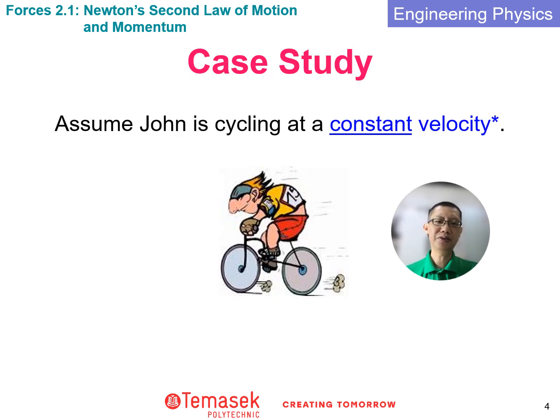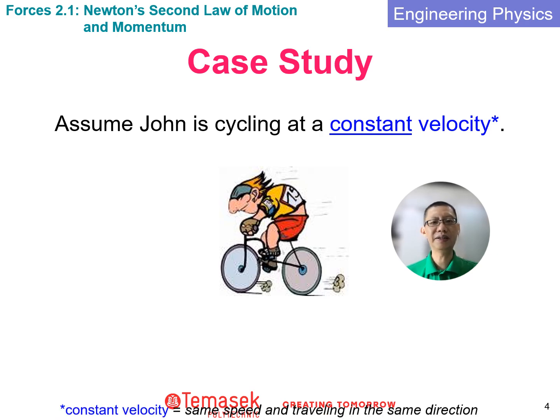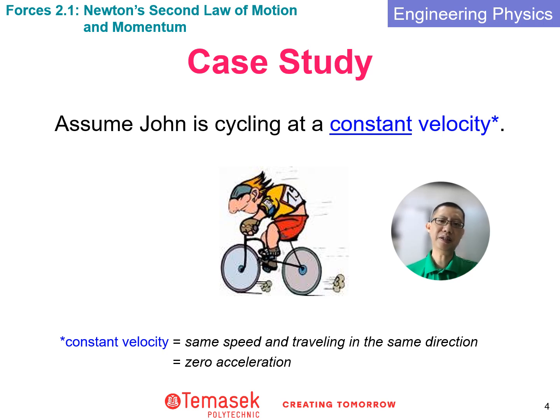To better understand Newton's laws, let's consider a simple case study. Imagine John cycling at a constant velocity. This means his speed and direction remain unchanged, resulting in zero acceleration. In such cases, the forces acting on him, like the pushing force and air resistance, are balanced. This aligns with Newton's first law, which states that an object remains in uniform motion unless acted upon by a non-zero resultant force.